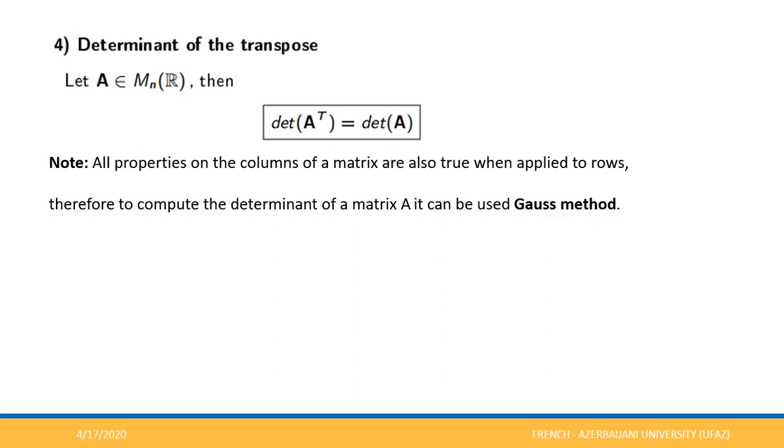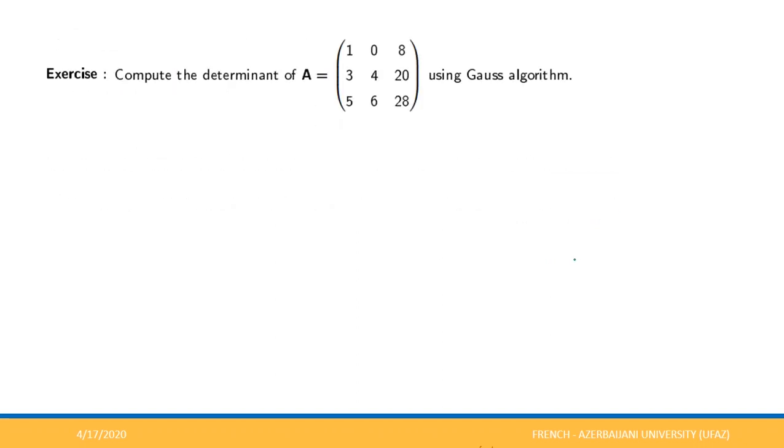Let's look at an exercise. Calculate the determinant of A using the Gauss algorithm. Okay. Determinant A is determinant 1, 0, 8, 3, 4, 20, 5, 6, 28. We will find the row echelon form of this matrix using the Gauss algorithm. But as you can see, our main goal is to find the determinant of this matrix. Because of this, here you don't need to write the steps of the algorithm.